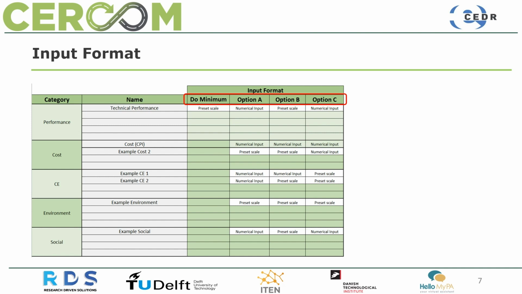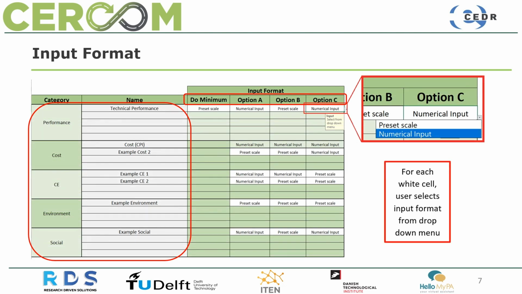Using this table, the user provides the input format for the data to be entered. Within each assessment category, performance, cost, resource efficiency and circular economy, environmental, and social, the user can input the names of the specific criteria or KPI to be considered. Once the name is entered in the grey column, the corresponding cell turns from green to white, indicating further user input is required. In this section, the user is requested to provide the input format for each criteria.